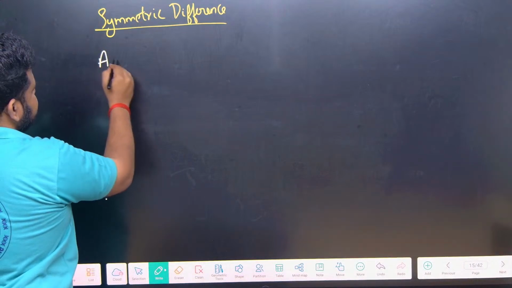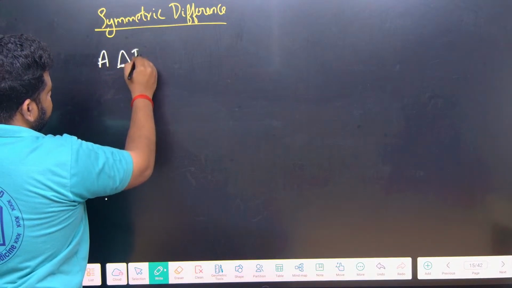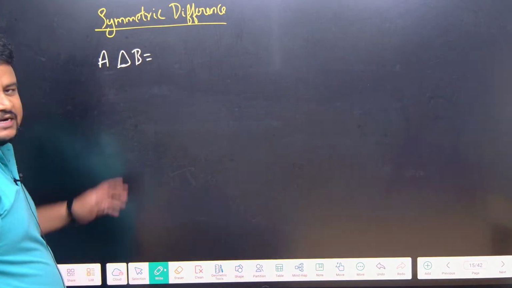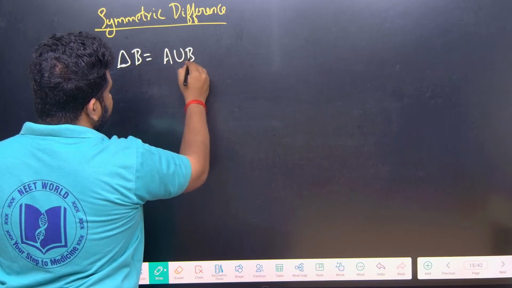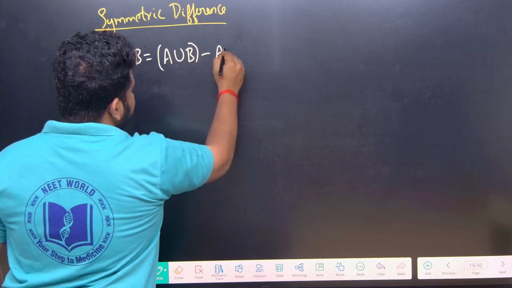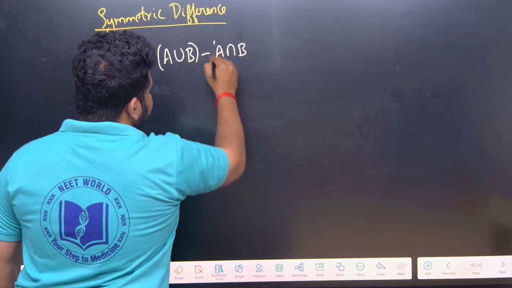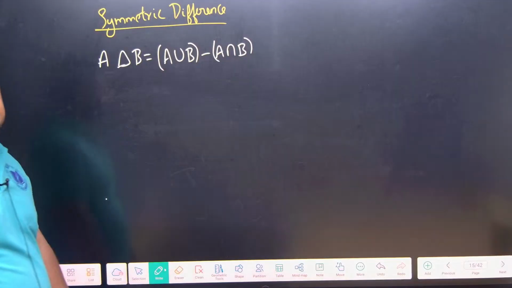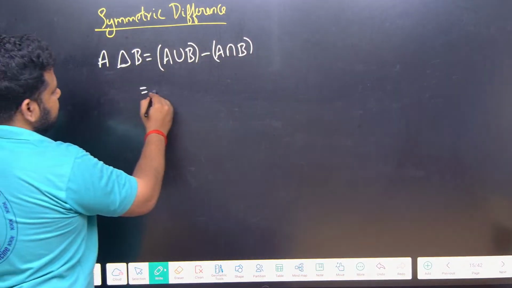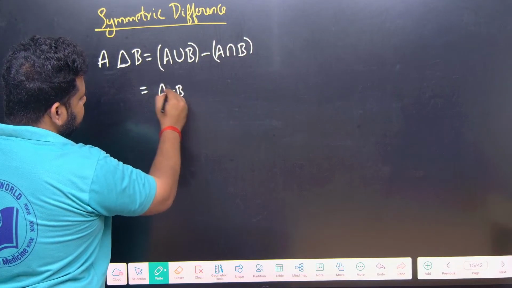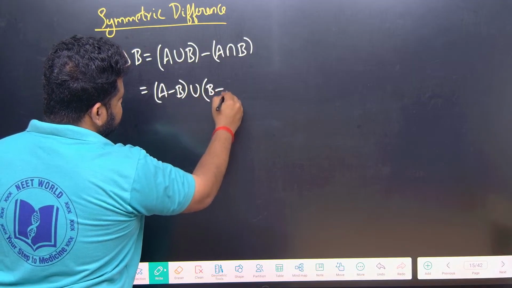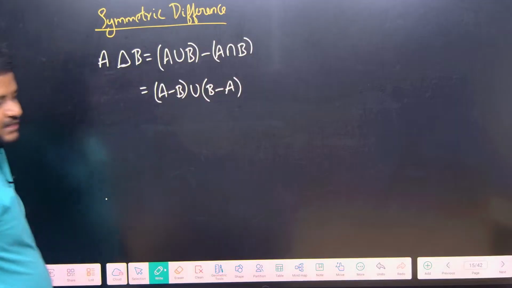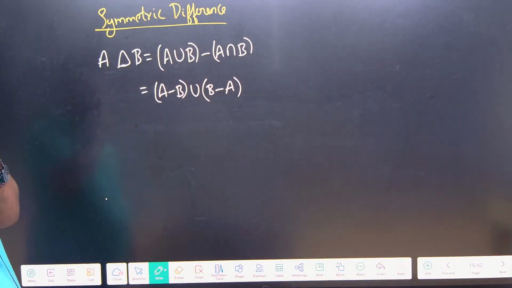We represent it as A delta B. A delta B is given by A union B minus A intersection B. This formula can also be written as A minus B union B minus A.